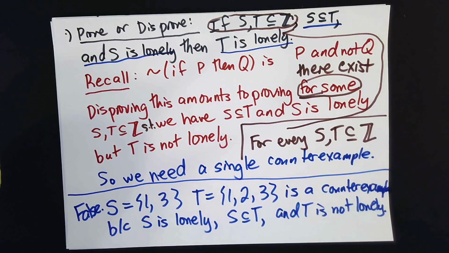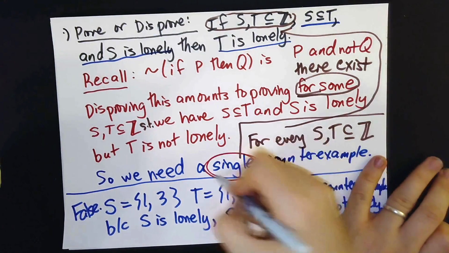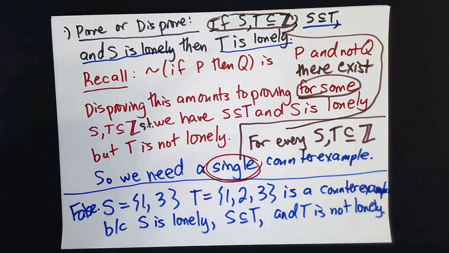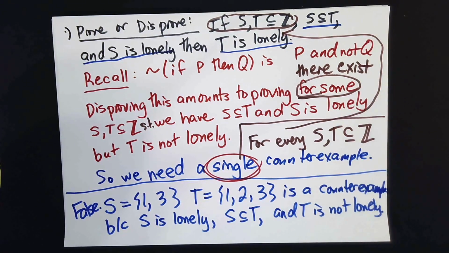I want to stress, single counterexample. Do not get fancy and try and give a family of counterexamples or try and explain why the proof doesn't work or anything like that. Give one irrefutable counterexample. And one irrefutable counterexample is all it takes. If you try and go other routes, you can end up really working yourself into trouble.